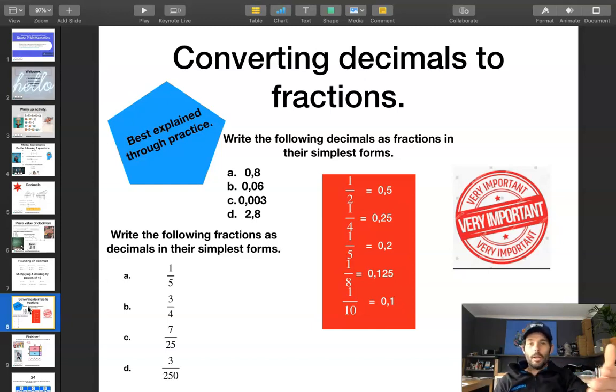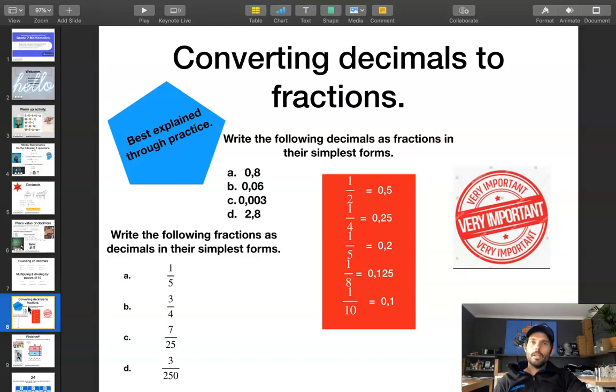Okay, so it's going to make your life a lot easier. So what I'd like you to do is go and have a shot at converting the first 4 decimals to fractions in their simplest forms. That's quite an important instruction. And then the 4 fractions at the bottom left hand of your screen, go and convert those to decimals. I'm going to give you a hint first.